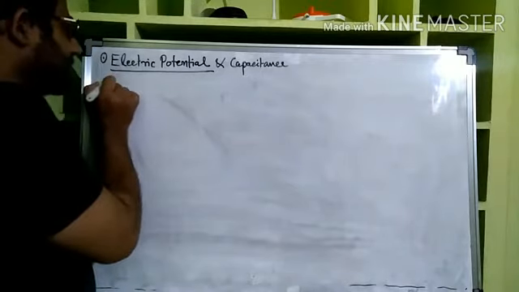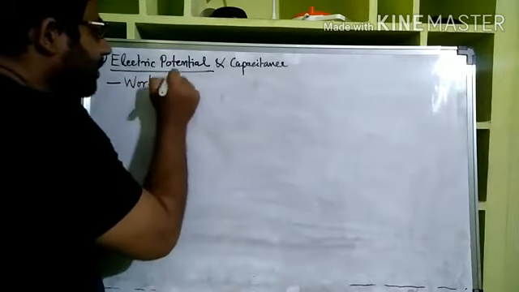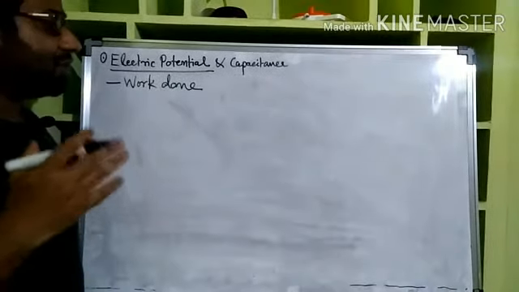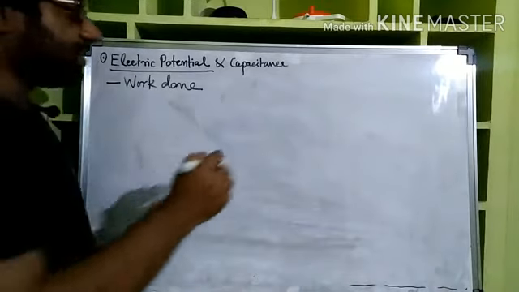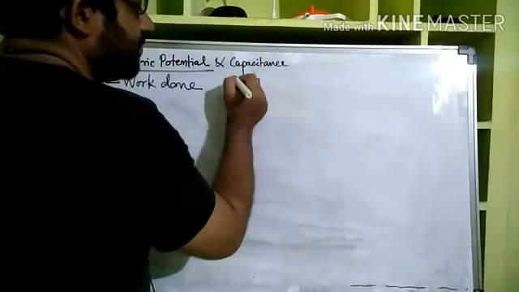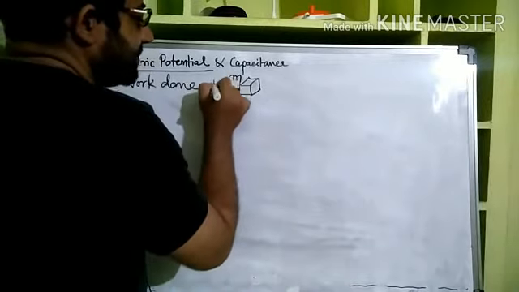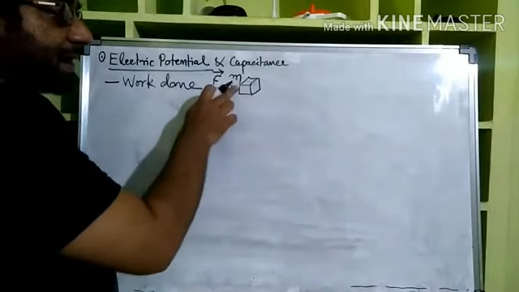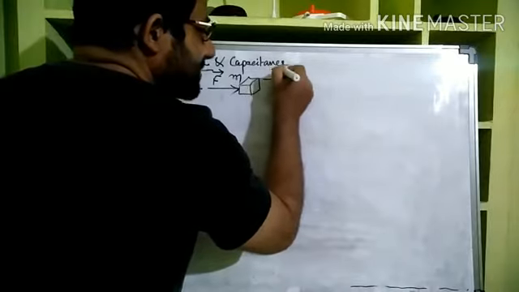So to understand what electric potential is, we'll start with work done. We already have some idea of what work done is, because last year we had a chapter called work, power, energy, you remember. Just to recall, suppose we have a body of mass m, and it is pushed in this direction with a force F. Whenever a force is applied on a mass m, it starts moving with acceleration a, or it tends to move.